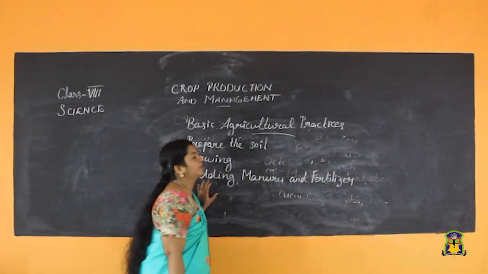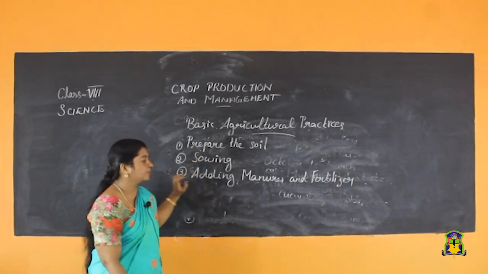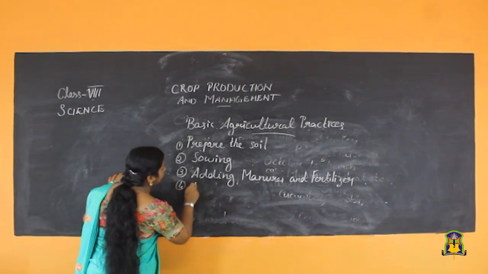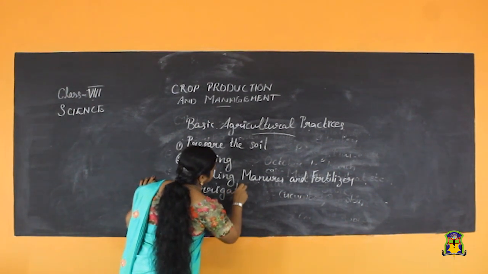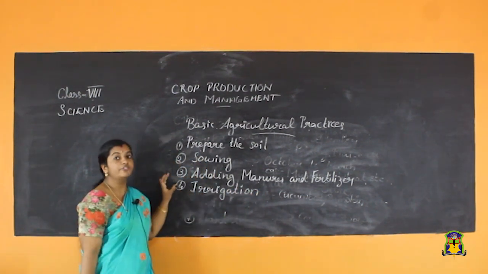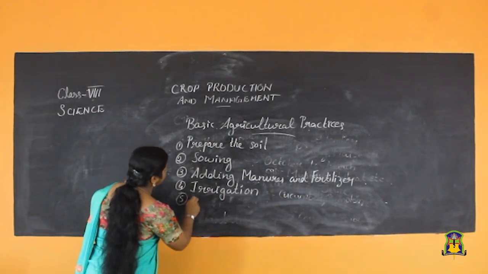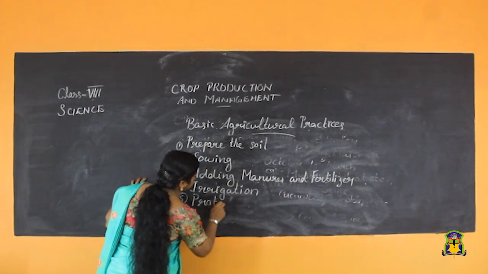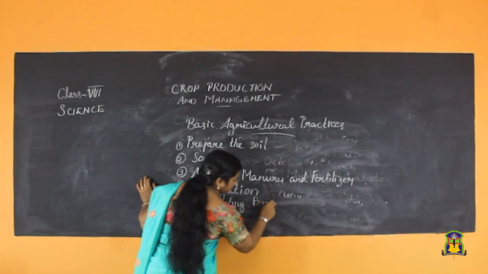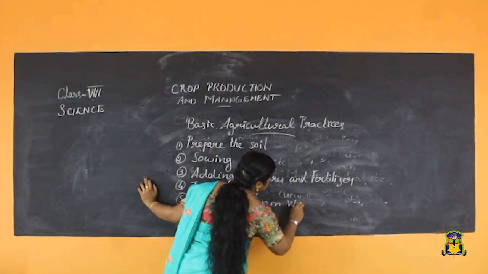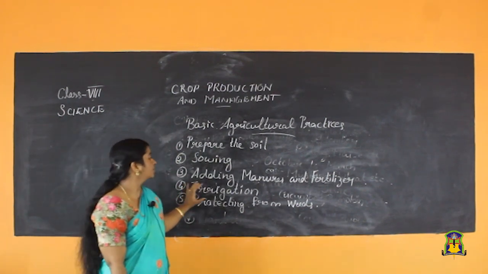What do we have to do after adding manures and fertilizers? We have to water the plants, right? We have to water the crops. That is, the fourth step is irrigation. What is irrigation? Irrigation is the process of watering the plants. After that, what do we have to do? We have to protect it from weeds. What are weeds? Weeds are unwanted plants that grow in between the crops.